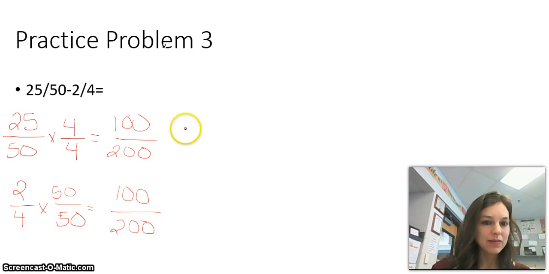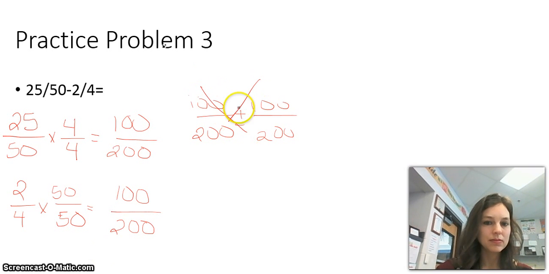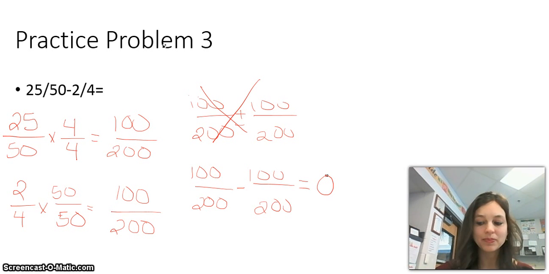Then I'm going to have 100/200ths, isn't that interesting? Plus 100/200ths. Oh no, I'm sorry, we're going to subtract. Let me just cross that out. 100/200ths minus 100/200ths, which equals 0. So that is my answer. Let's move on.